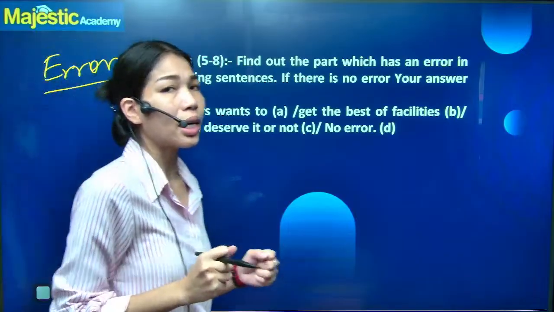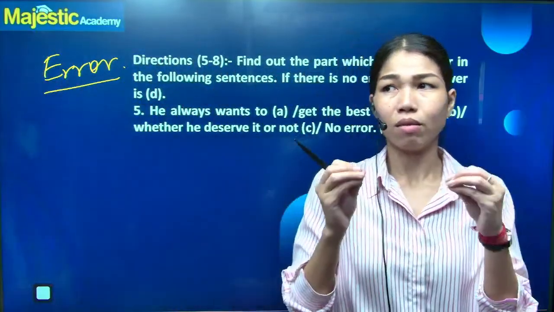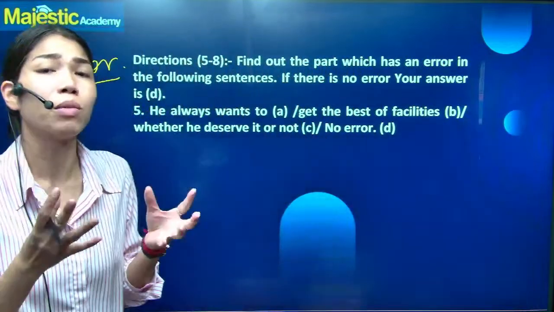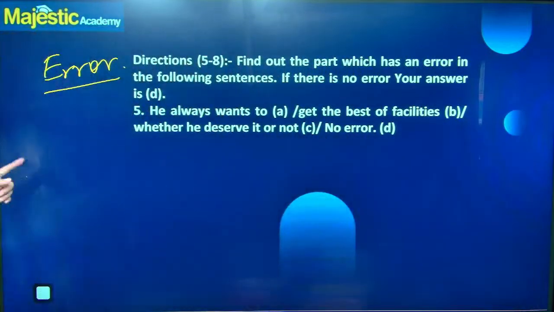And find the error is one of the most common questions asked in every English exam, where you are asked grammar-related questions. Okay? So let's read the question. The question says, he always wants to get the best of facilities whether he deserve it or not.